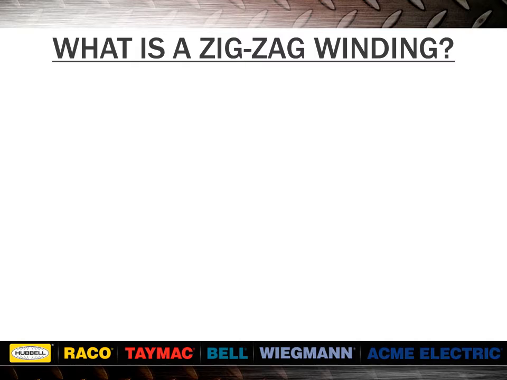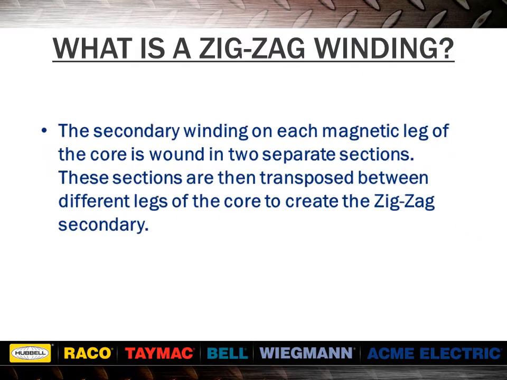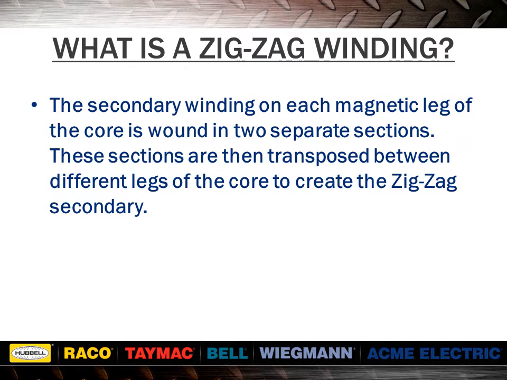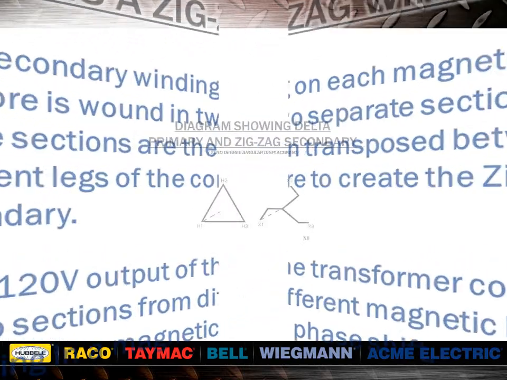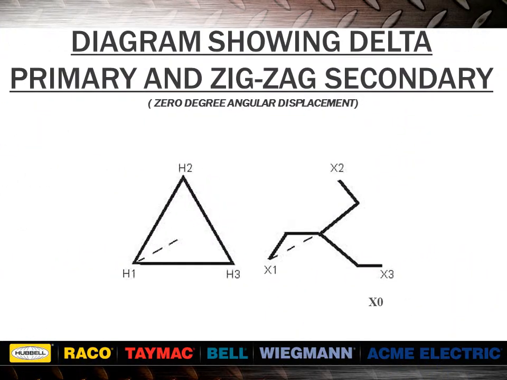Let's discuss what a ZIG-ZAG winding is. The secondary winding on each magnetic leg of the core is wound in two separate sections. These sections are then transposed between different legs of the core to create the ZIG-ZAG secondary. Each 120-volt output of the transformer consists of two sections from different magnetic legs, resulting in a magnetic phase shift. Here we see a diagram that shows the delta primary and the ZIG-ZAG secondary.